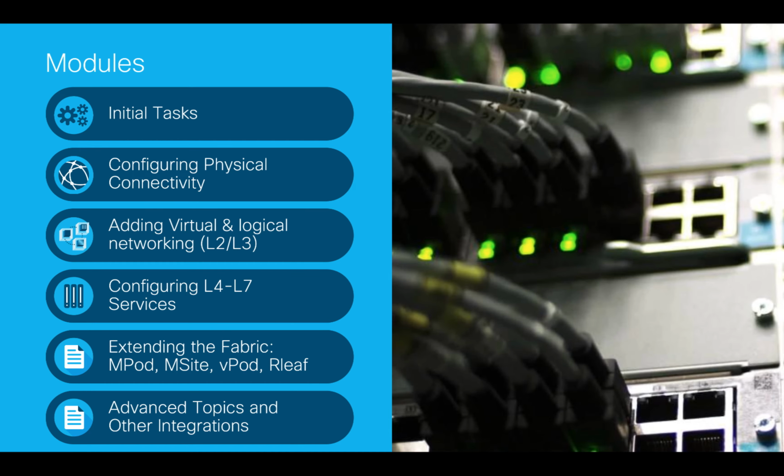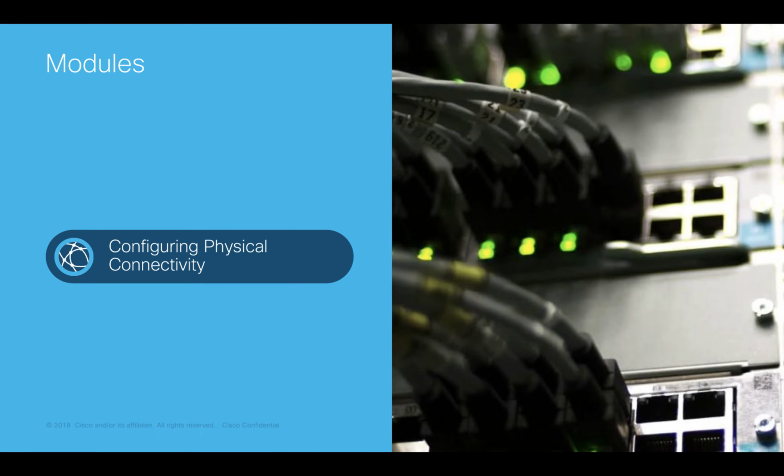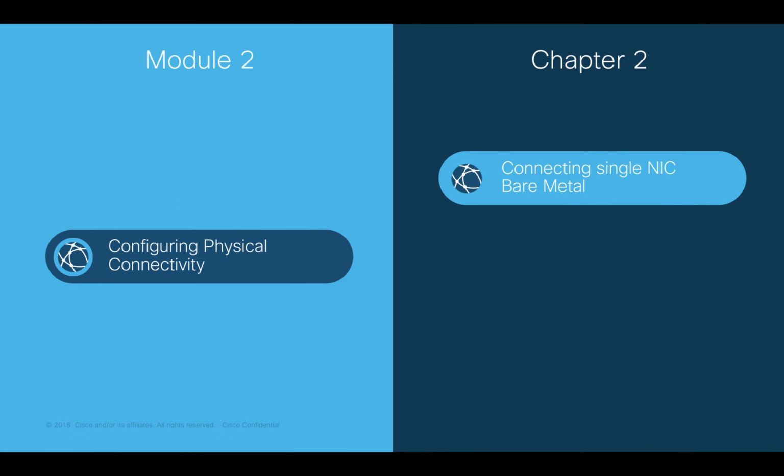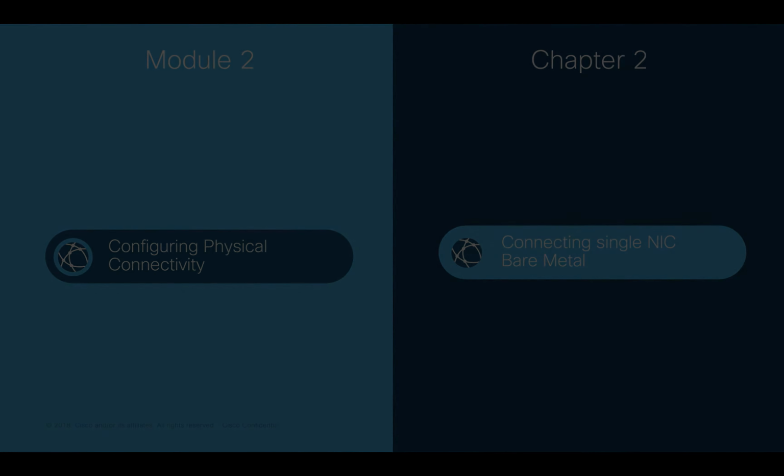Welcome to ACI, the Network Made Simple learning series. In this video, we will cover Module 2, Configuring Physical Connectivity, Chapter 2, Connecting Single NIC bare metal servers.